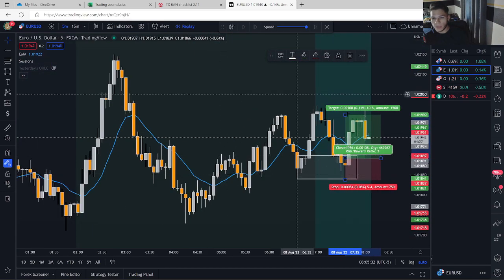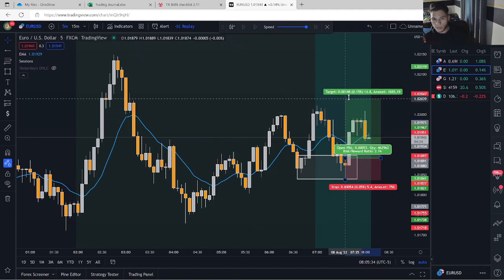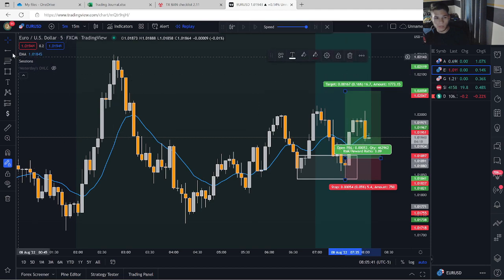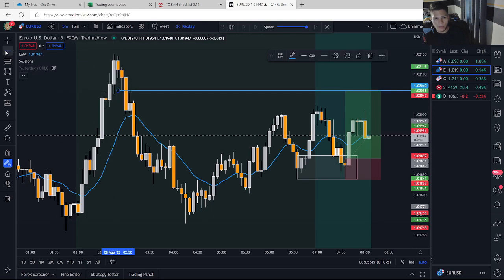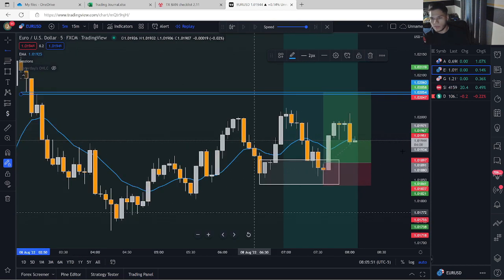I was thinking about holding it till this gap right here. I don't know if you can see it, but there's a gap right here, and a gap right here. But I don't want to get greedy, you know. I'll take my 1 to 2, and that's a great start to the week.